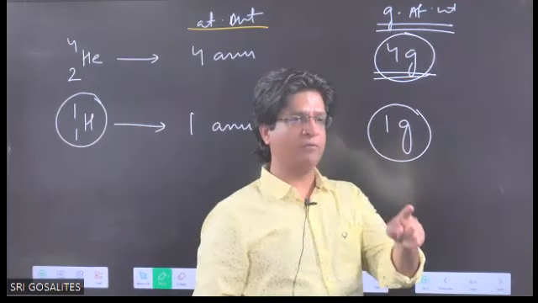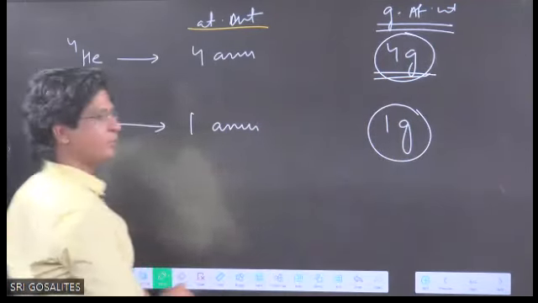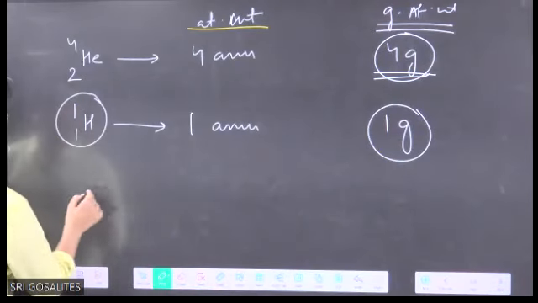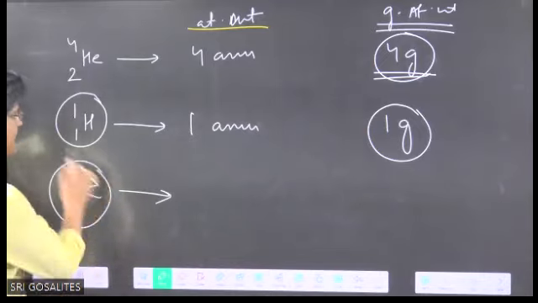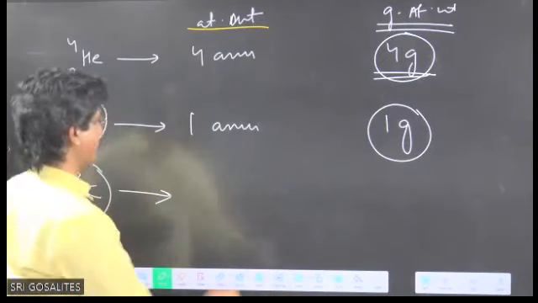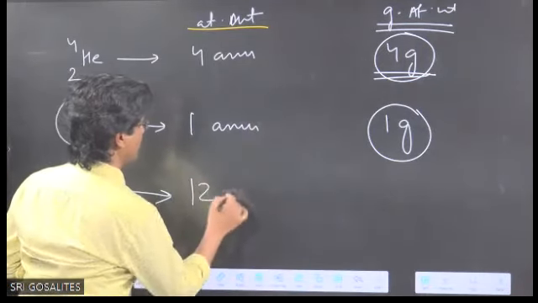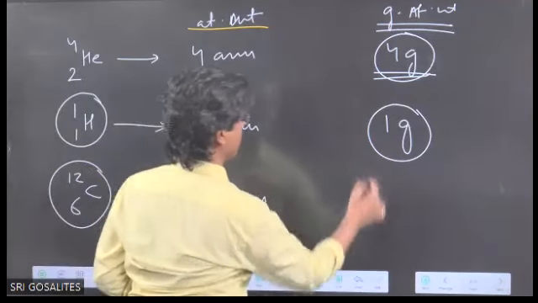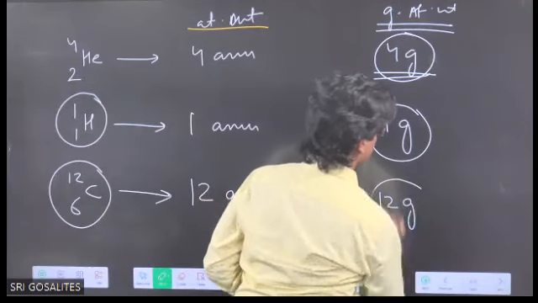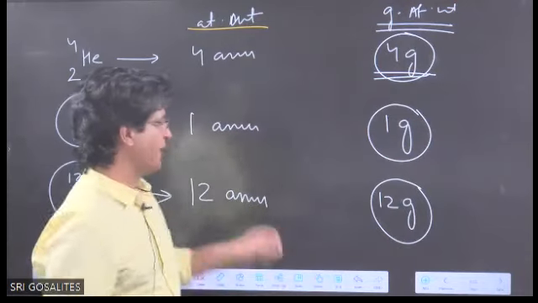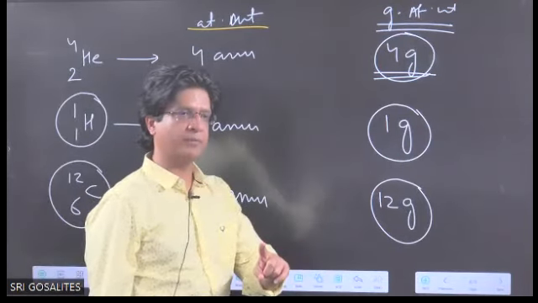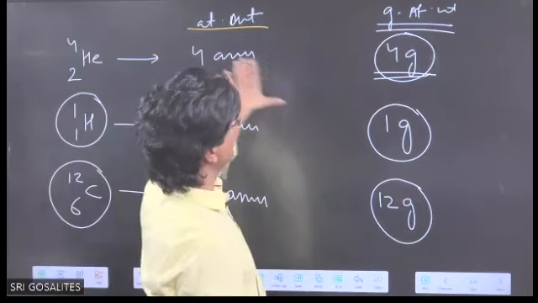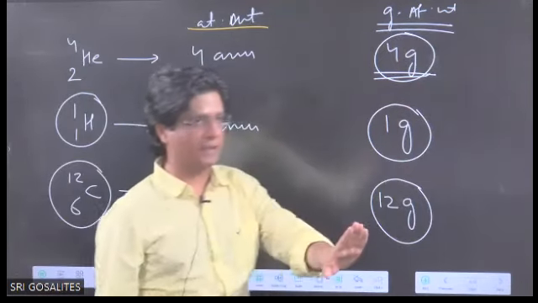1 mole of hydrogen atom. Very good. So let's take carbon 12 6. What is the weight of 1 carbon atom? That will be basically 12 AMU, and that will be 12 gram. What is 12 gram? It is the weight of 1 mole of carbon atom. So I hope that atomic weight and gram atomic weight is completely clear.